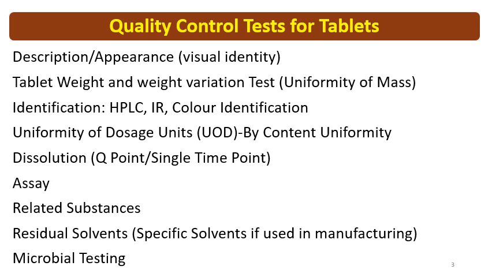Then what are the quality control tests? These include the description, that is appearance or visual identity, tablet weight variation test, uniformity of weight or uniformity of mass, then identification. Identification is by IR, HPLC, and color identification. Uniformity of dosage units, which is called content uniformity. Then dissolution, assay, related substances, which are also known as impurity testing. Then residual solvent testing. If solvents are used in the manufacturing, then residual solvents are required to be tested. And the microbial testing.